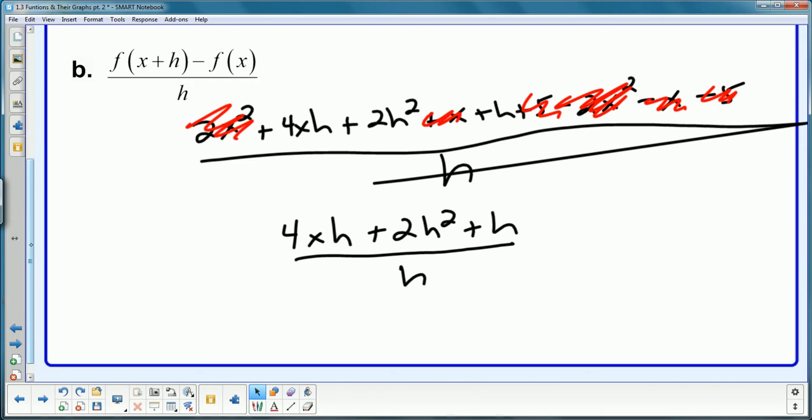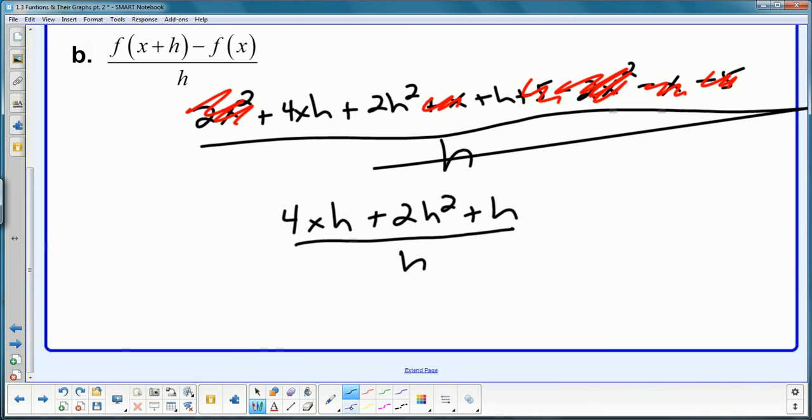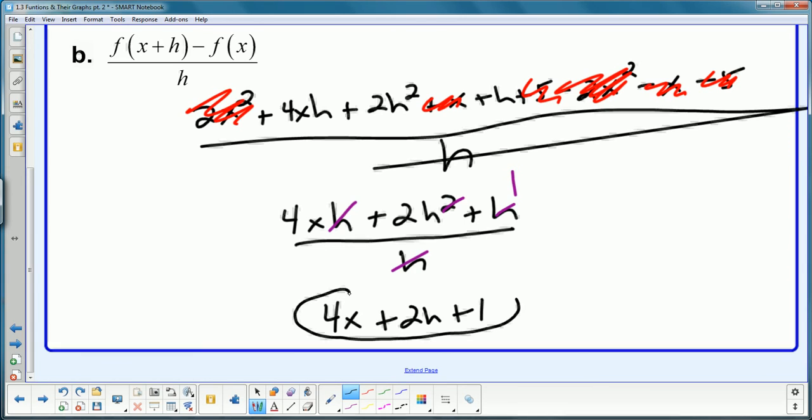And then since every term has an h, we can cancel those out. So one of these h's, and this h, which becomes 1, cancel out with our denominator, which means we're going to end up with just 4x plus 2h plus 1. I know that looks really similar to the last problem. That's because I grabbed a pretty similar equation. They're not all going to be just 4x plus 2h plus 1, or in the last case, minus 1.